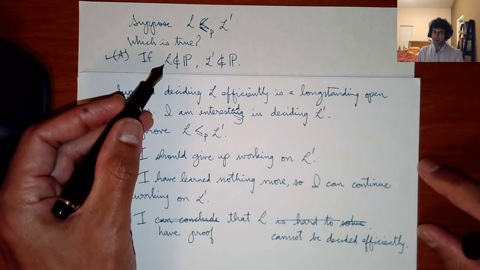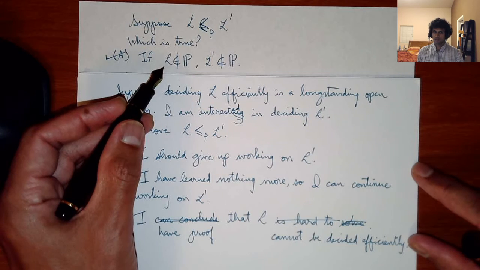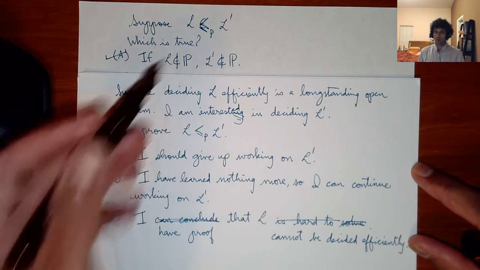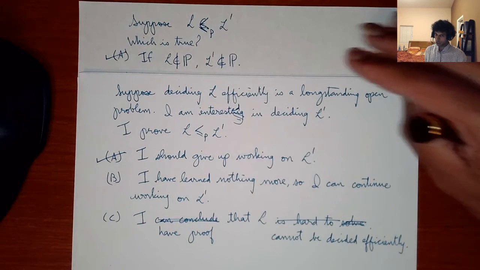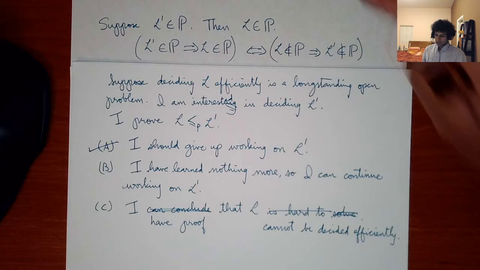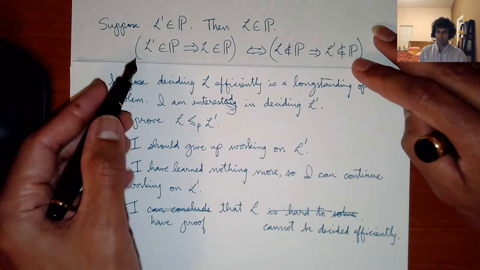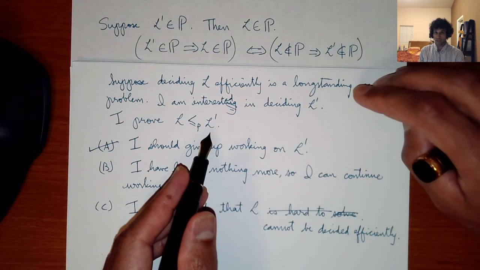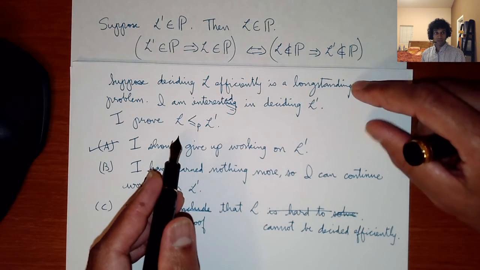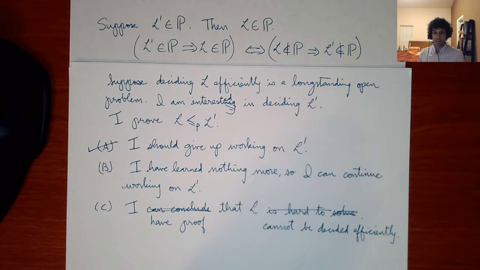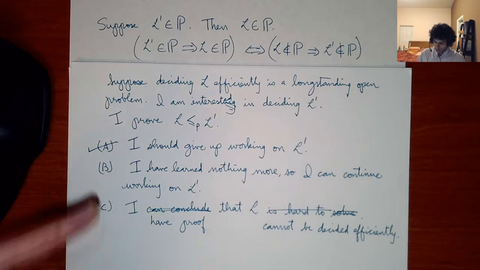I don't expect L to be in P. So this is suggesting that L prime is not going to be in P. I should just give up working on it. Or another way to put this is, remember, I wrote, if L prime is in P, that means L is in P. So if I were to get a polynomial time algorithm for L prime, I would get a polynomial time algorithm for L, and I would make progress on this long-standing open problem, which I don't expect to do. The answer is A.